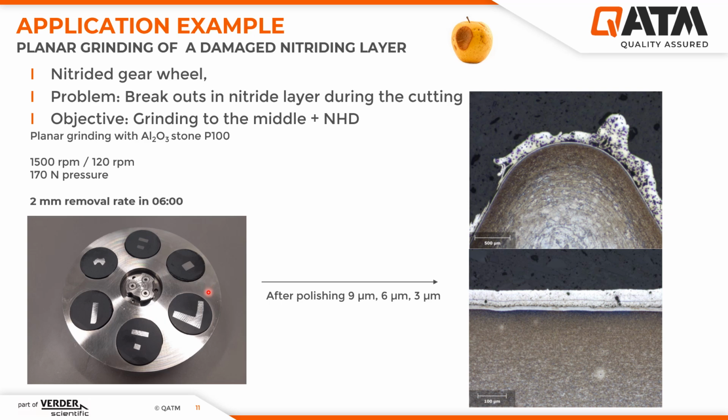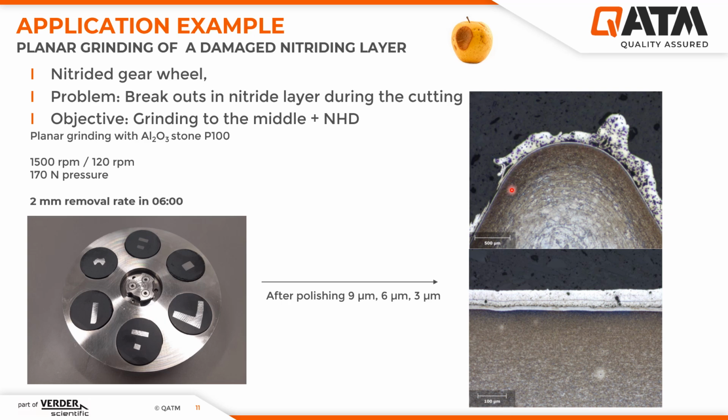The aluminum oxide grinding stone with the grit of 100 can be used here, and also the rotational speed of the head and of the stone can be as usual, 1500 for the stone and 120 for the sample holder. And also 170 Newton pressure can be used. In this case, a 2 millimeter removal can be achieved in 6 minutes, and after polishing down to 3 microns, you can see the microstructures and also the nitriding layer on the right side.